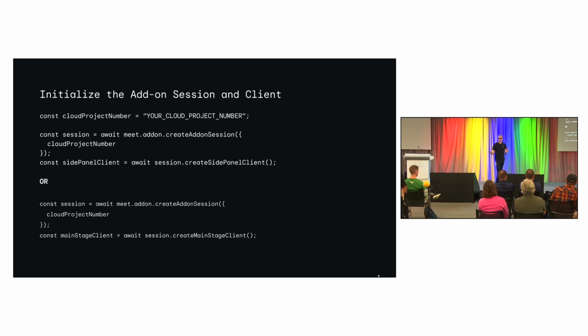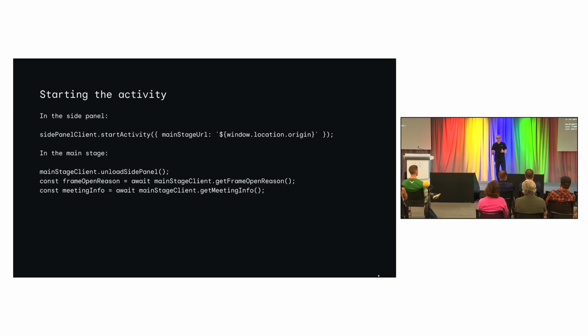As I mentioned before, all of the add-ons require a GCP project. So you need to add your GCP project. You need to associate your add-on with your project. And then you're going to create your add-on session here. So you're going to be able to pass in your project, and you're going to either launch from the side panel or launch right into the main stage. Generally, as I say, we want you to launch from the side panel and then push over to the main stage. So that's generally the path that we recommend.